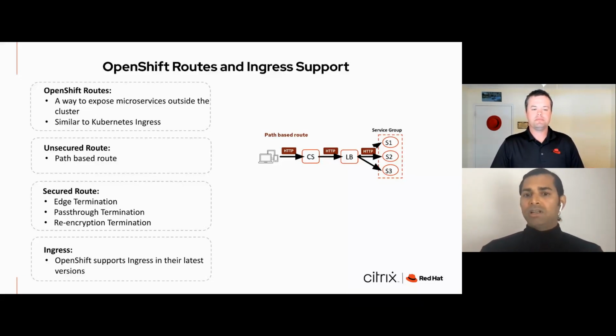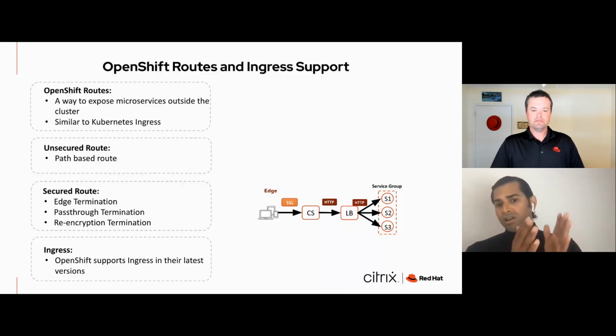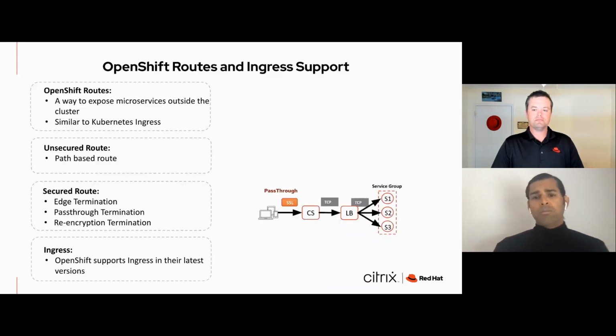The most common one is the edge termination, where the ADC devices take the brunt of the SSL work. You terminate SSL connections, a lot of connections, on an ADC, and then you talk plain text or HTTP to your backends. So that is also supported in route. We support that as well. And sometimes customers have a choice where they want to put the SSL integration in the application itself.